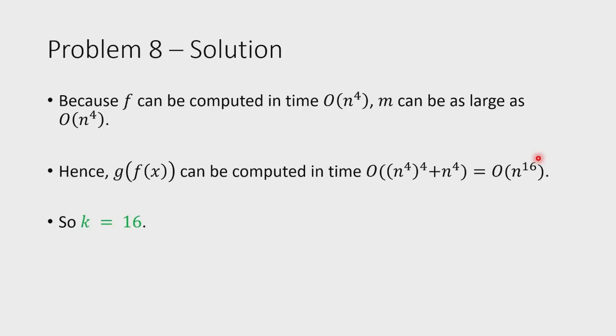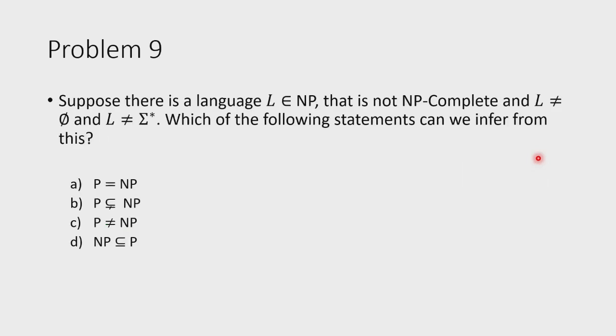So saying that A reduces to B in order n to the 4 and B reduces to C in order n to the 4, so A must reduce to C in order n to the 4, is very tempting. Yes, I agree with that. So let's look at the next problem.